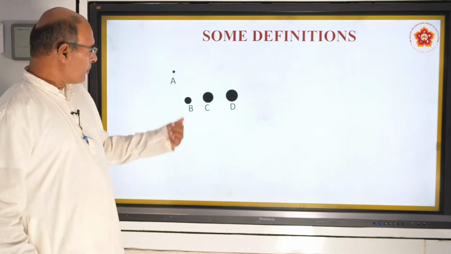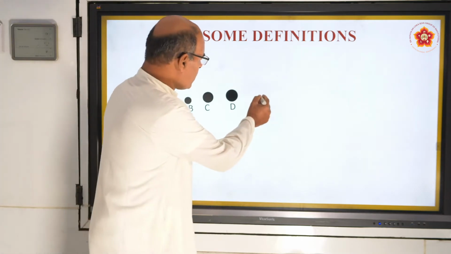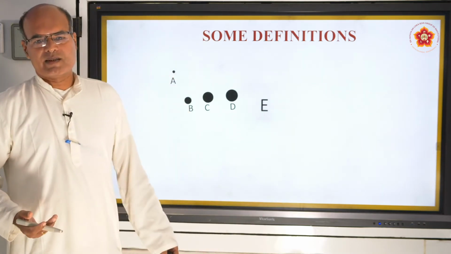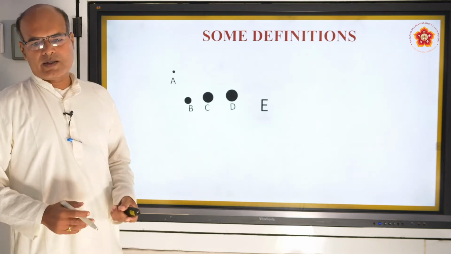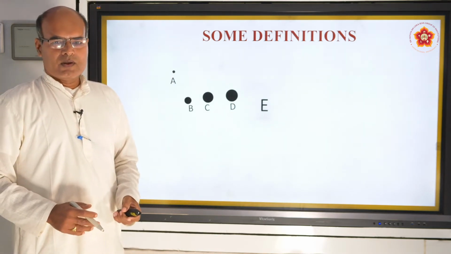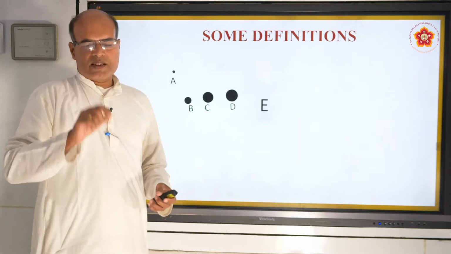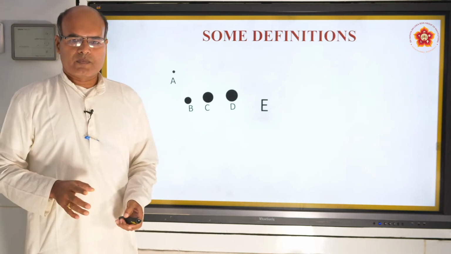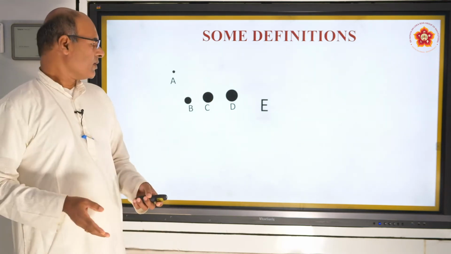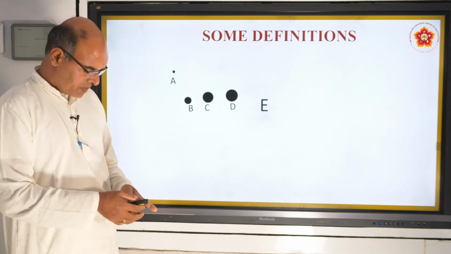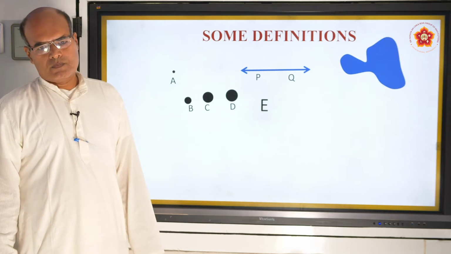Do you agree this is a point, or I will write some point here. Here is some point which I am not seeing. Can you agree this is a point, or can you agree this is the point? So we can't say. Actually we represent the point by putting a small dot. The dot itself is not a point. We have to imagine it as an abstract concept. Similarly for lines and planes also.